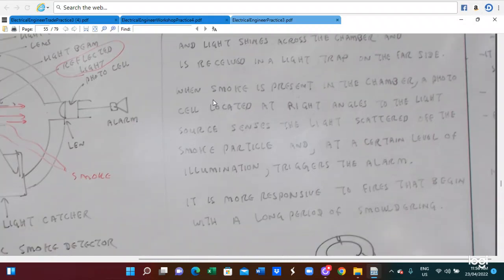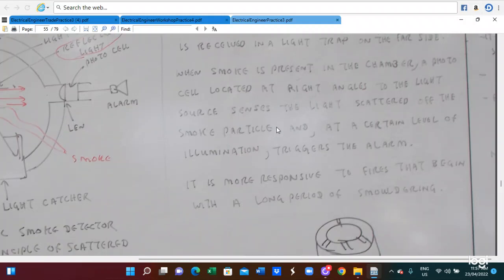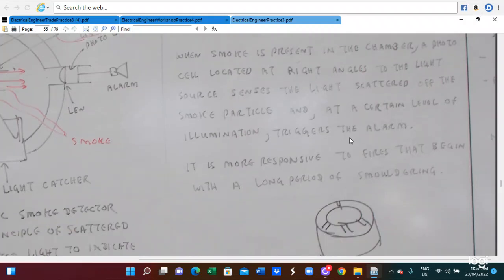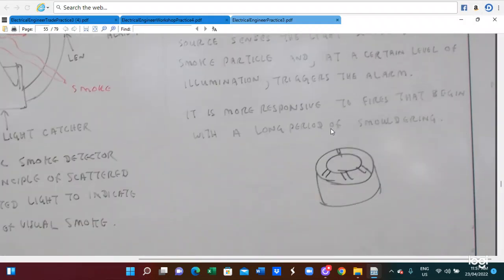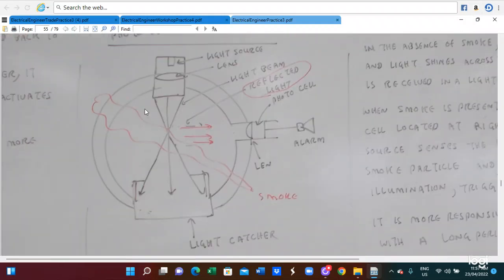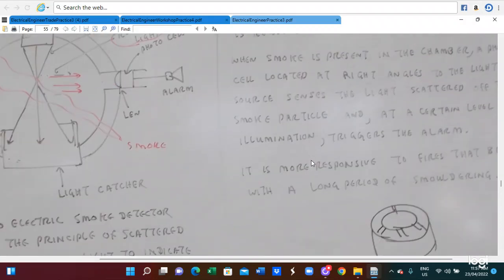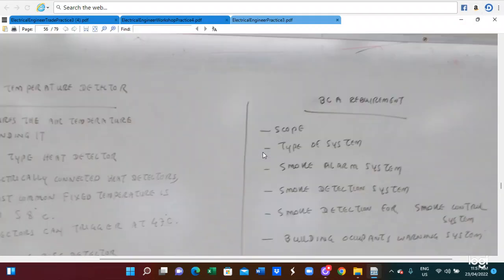So when smoke is present in the chamber, a photocell located at a right angle to the light source senses the light scattered by the smoke particles at the set level of illumination to trigger the alarm. Normally this cycle has full illumination. When the smoke comes in, the full illumination is scattered, and the illumination level is reduced. Because of the reduced illumination level, this photocell light catcher indicates a signal, and this signal sounds the alarm. So this is what the photoelectric detector includes.